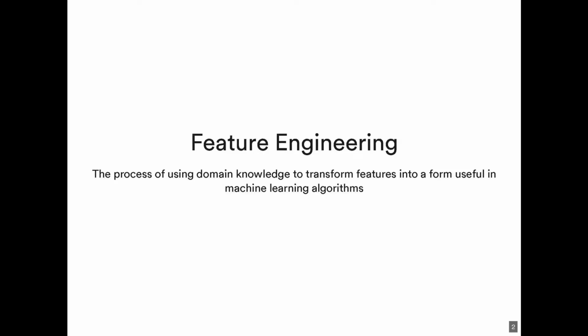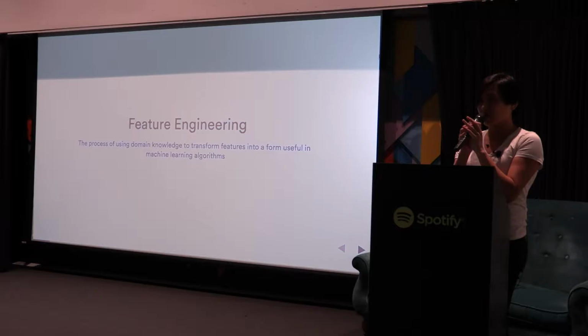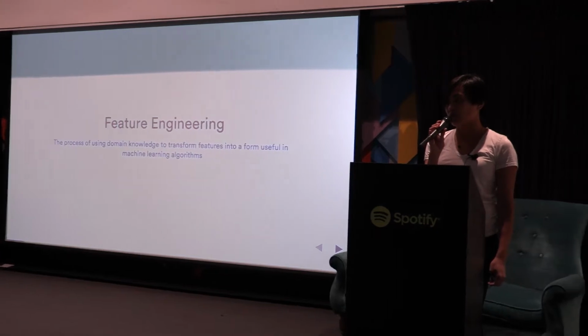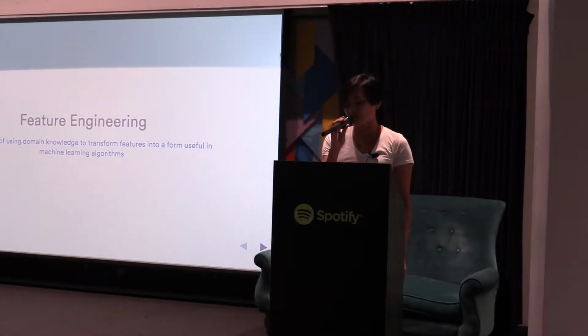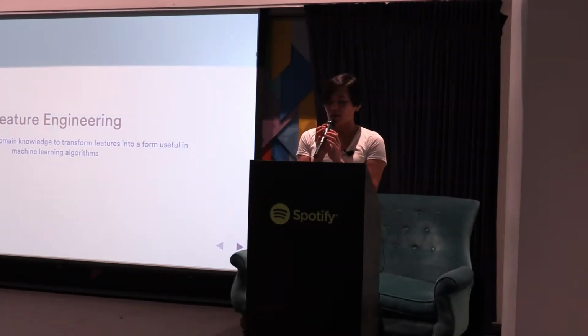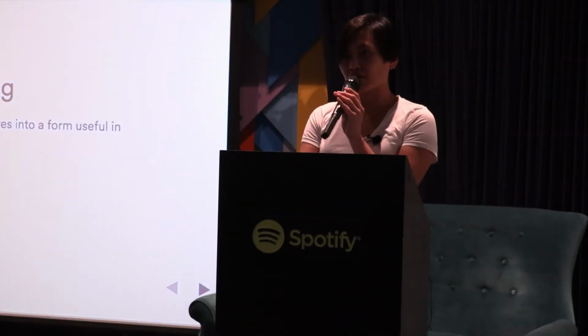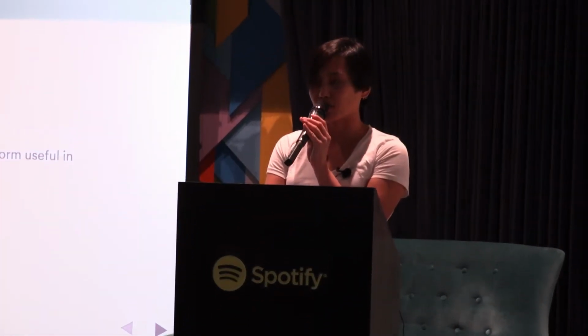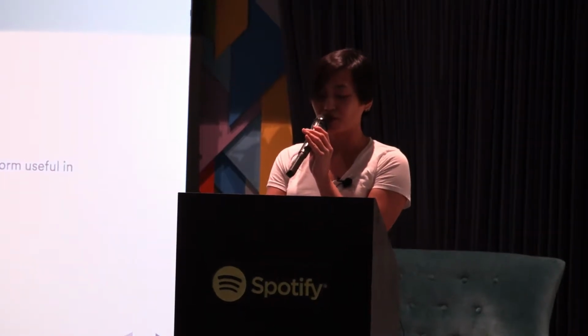I think it's probably good to start with what feature engineering is. Some of you know, and some of you probably aren't that familiar with it. Basically, the definition is it's the process of using domain knowledge to transform features into a form useful in machine learning algorithms. So this definition tends to just raise more questions, like what is a feature? What does useful mean in machine learning algorithms? So let's start with what we mean by features.